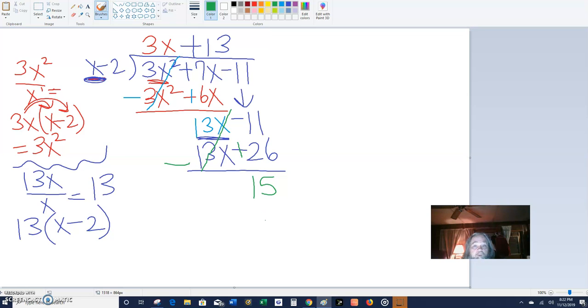If you're left with a remainder other than 0, then this is how you write your remainder. Part of our answer is 3x plus 13. And you take your remainder and put it over your original divisor. So that would be our final answer.